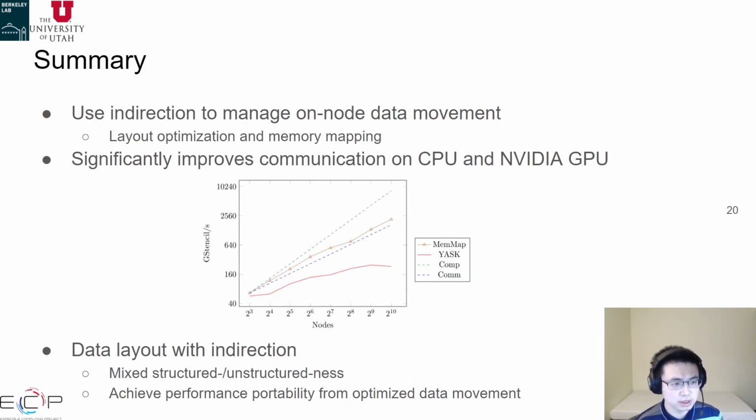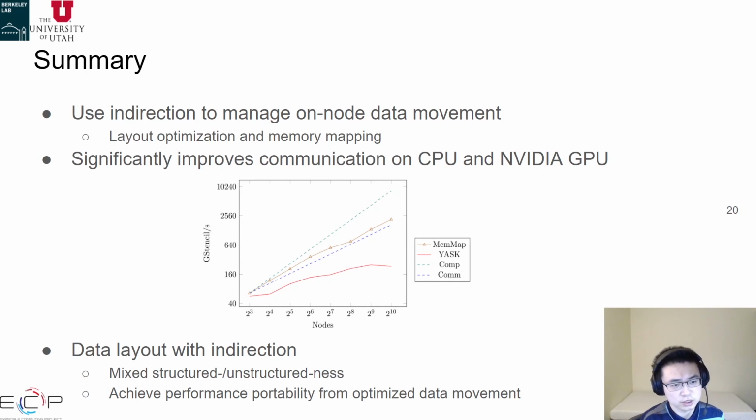In summary, this work uses indirection to manage unknown data movement, especially related to packing during communication. We use two methods, layout optimization and memory mapping with virtual memory. And we were able to significantly improve the communication performance on CPU and the NVIDIA GPU.